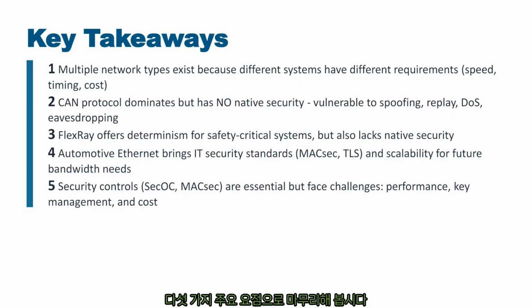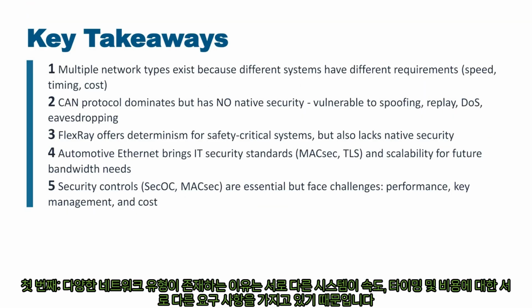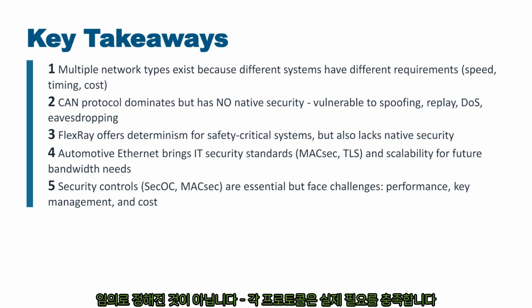Let's wrap up with 5 key takeaways. These are the things you absolutely need to remember. Number 1. Multiple network types exist because different systems have different requirements for speed, timing, and cost. It's not arbitrary. Each protocol fills a real need.